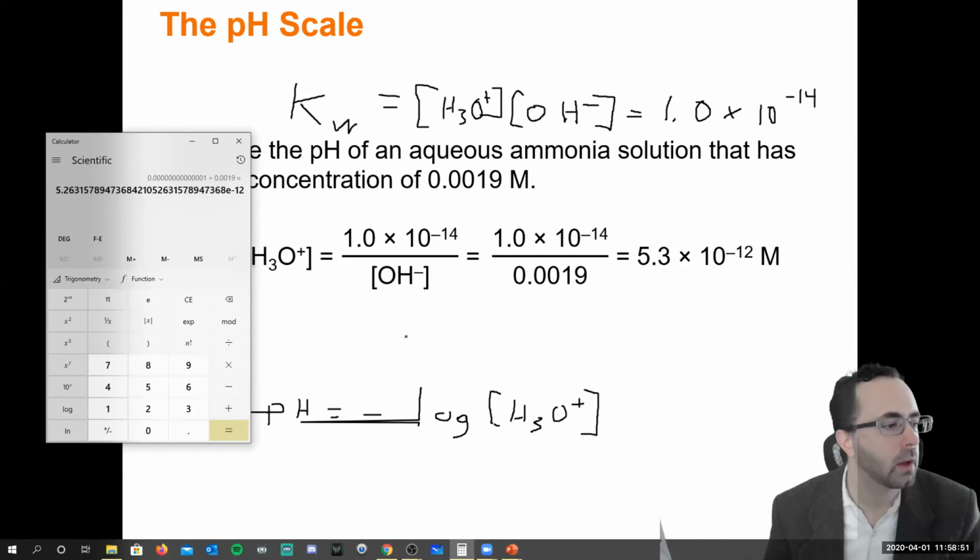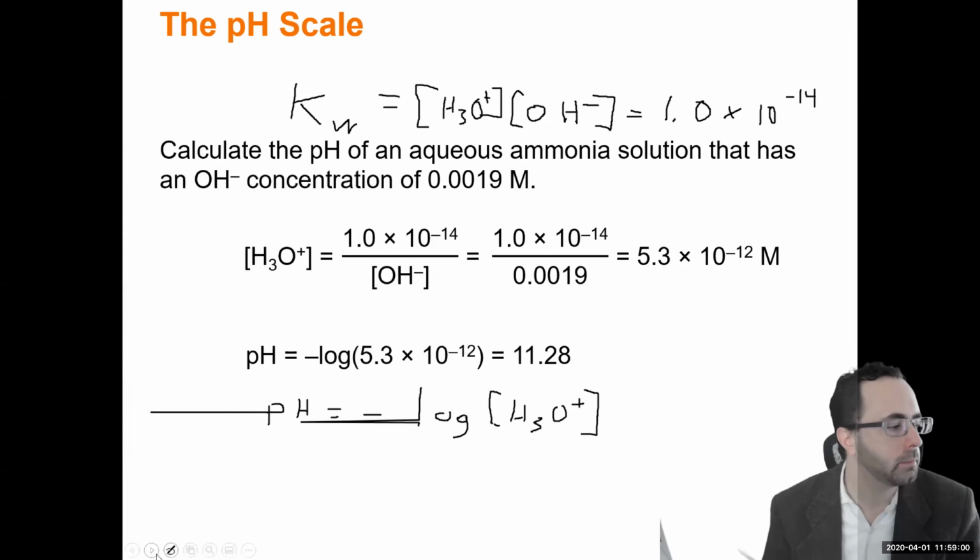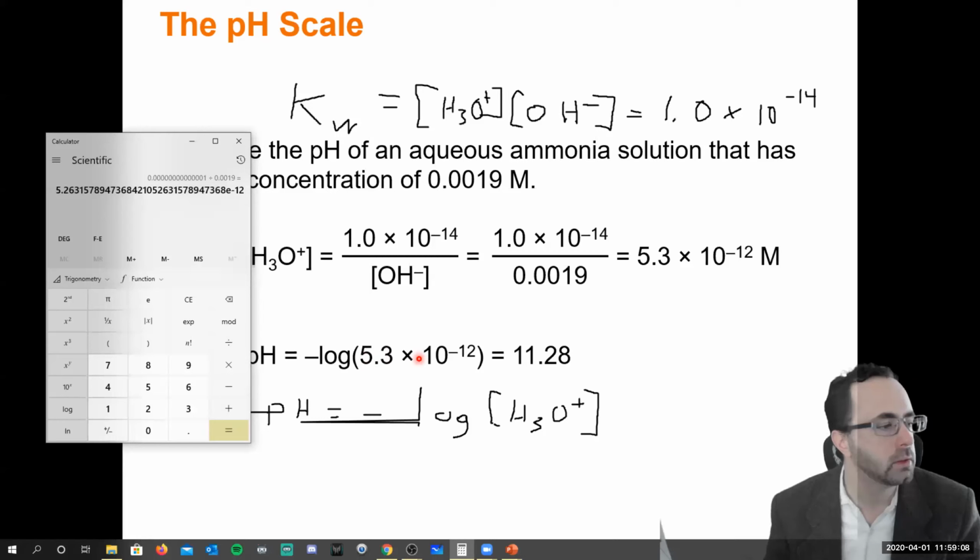So now we have the hydronium concentration. So the pH is a negative log of the hydronium concentration. That's this right here. So we're going to take this, put it in for the hydronium concentration. We take the negative log. So I'm going to put 5.3 EE negative 12. I'm going to take the log of that, and then I'll change the sign by multiplying by negative 1.